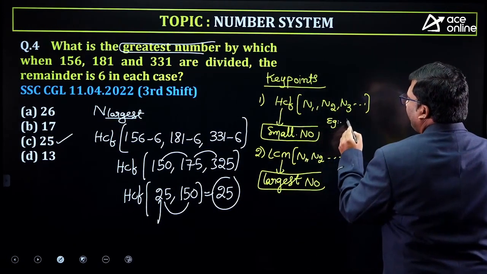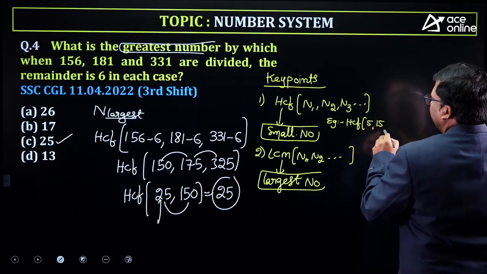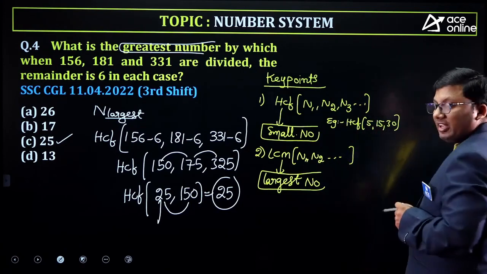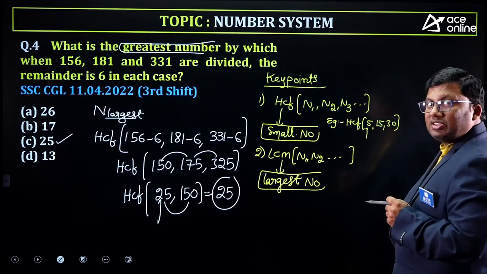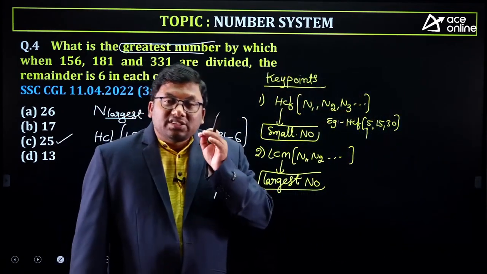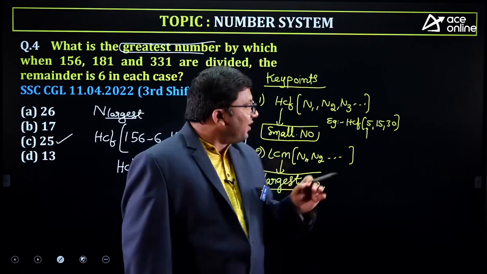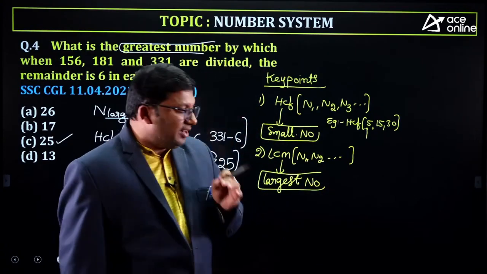Example: HCF of 5, 15, 30. 5 is the smallest number. Is it a factor of the other numbers? Is 15 divisible by 5? 15 is 3 into 5. Yes. 30 is 5 into 6.